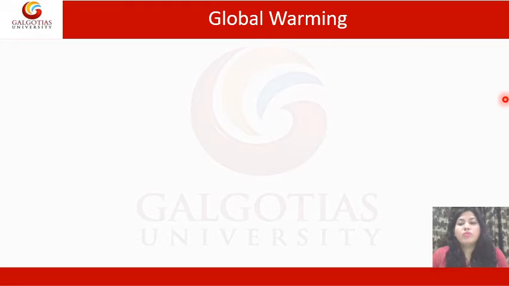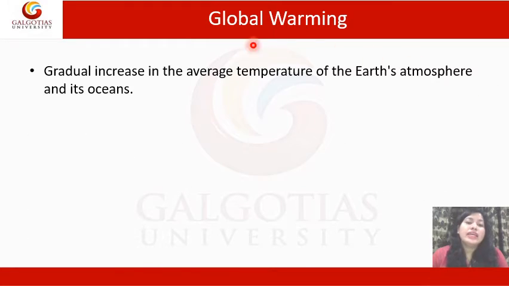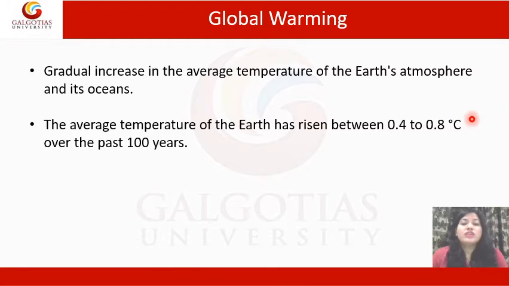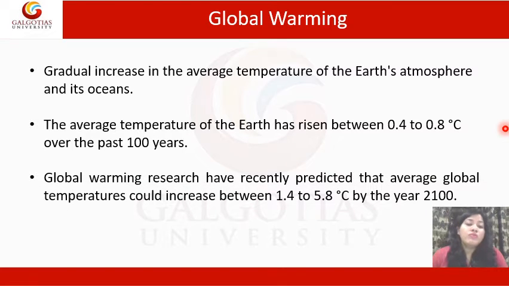What is global warming? Gradual increase in the average temperature of the Earth's atmosphere and its ocean is called global warming. The average temperature of the Earth has risen between 0.4 to 0.8 degrees Celsius over the past 100 years. Global warming research has recently predicted that average global temperature could increase between 1.4 to 5.8 degrees Celsius by the year 2100.